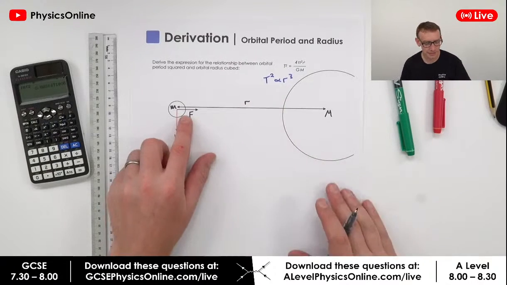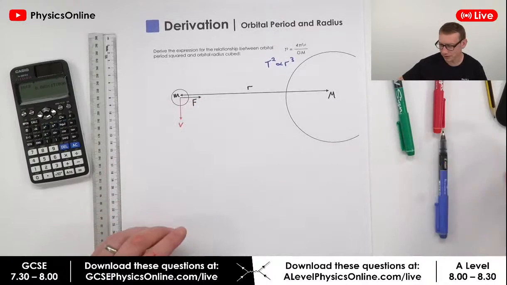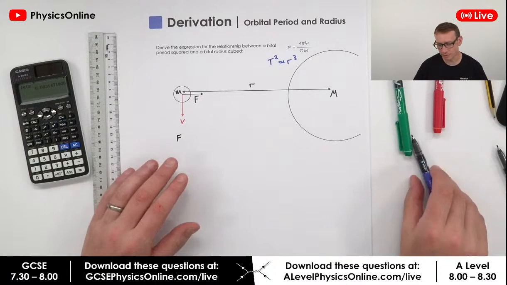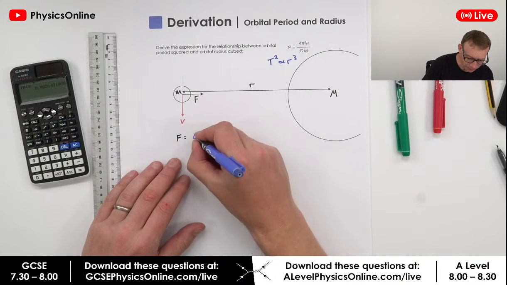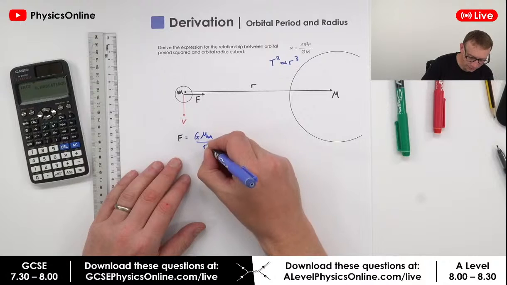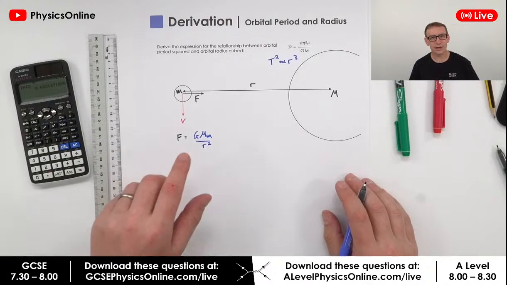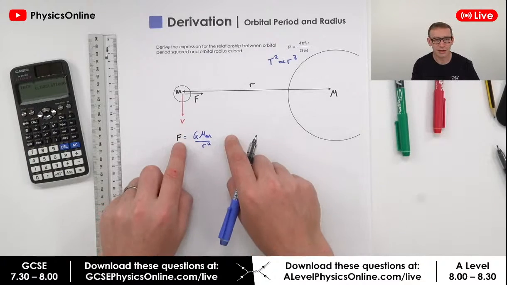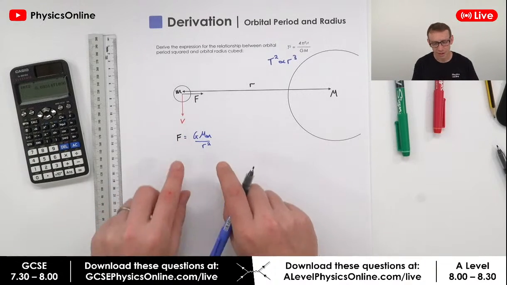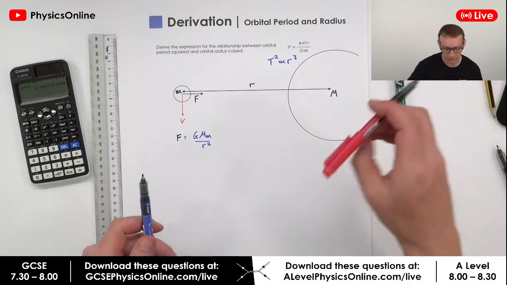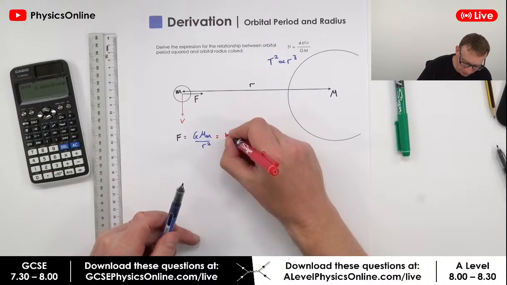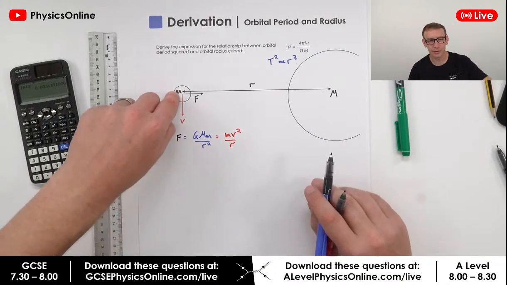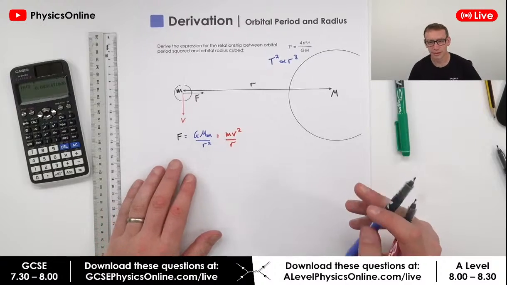So the first thing we can look at is the size of this force. Now the size of that force here is due to the gravitational force of attraction, and that's going to be equal to GMm over r squared. And that's from Newton's law of gravitation. And I've left out the negative sign because it's the magnitude of the force that we're interested in. Now that force is going to be providing a centripetal force as well, which is equal to mv squared over r. And here it's going to be small m because that's the object which is accelerating in that circular path.